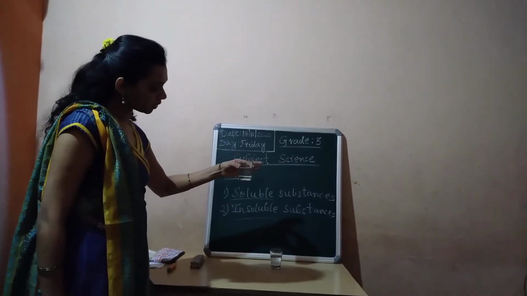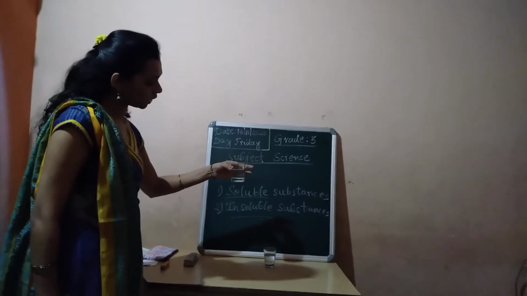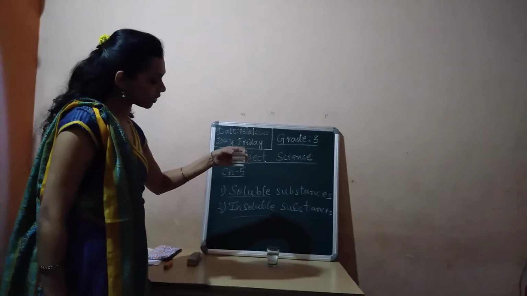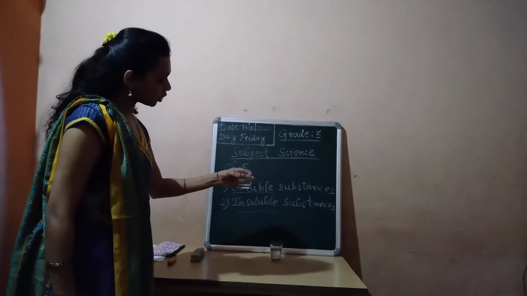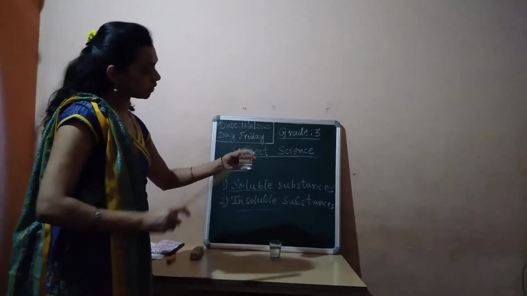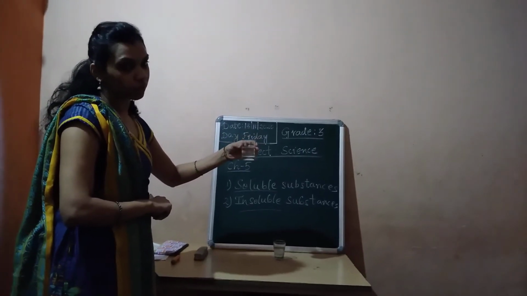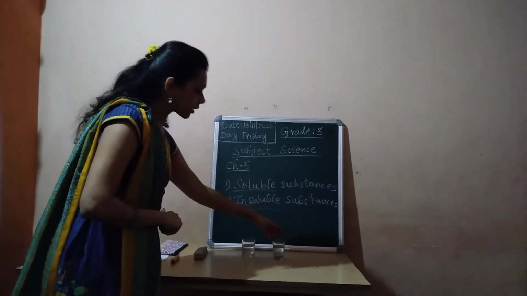For example, this glass has sugar as a solute, which is dissolved in the water, the solvent, and we get the solution. So any substance which gets dissolved in water, we call it soluble substances. This is the example for the soluble substances. Next is your insoluble substance.